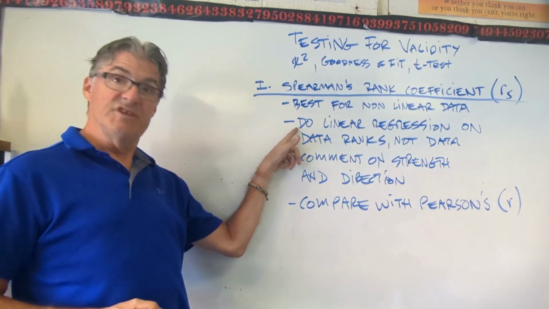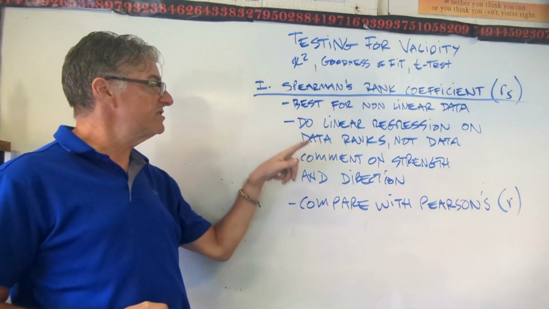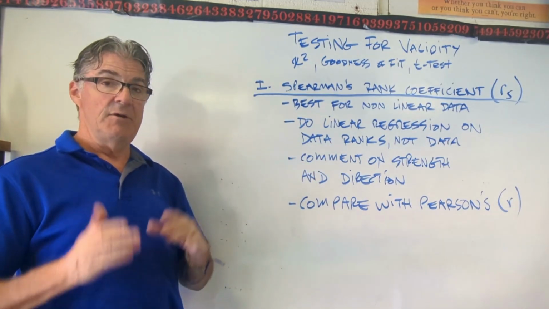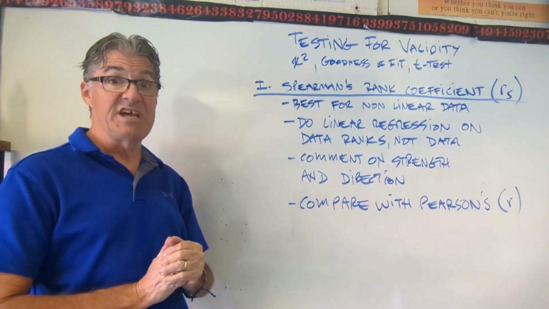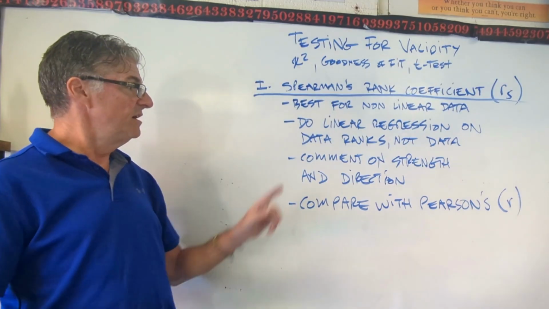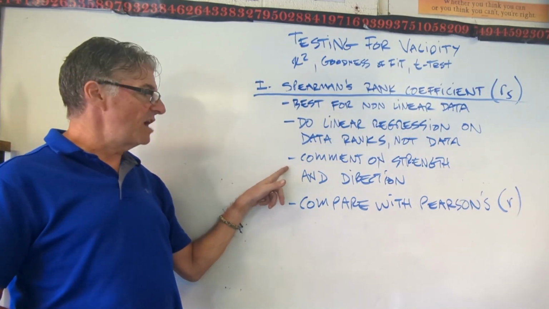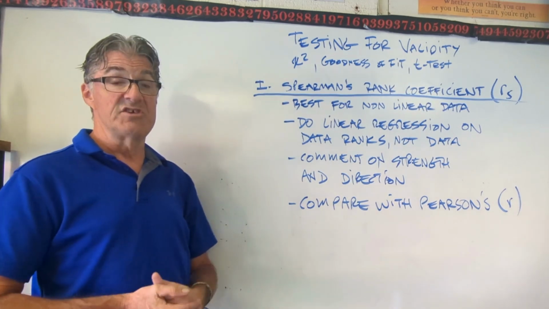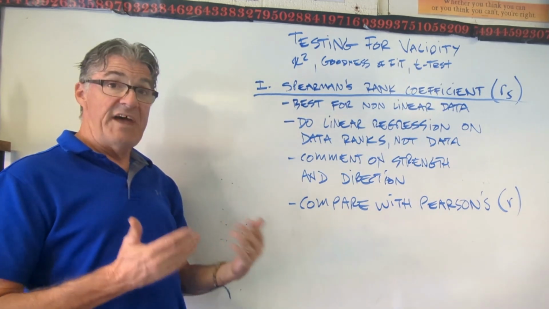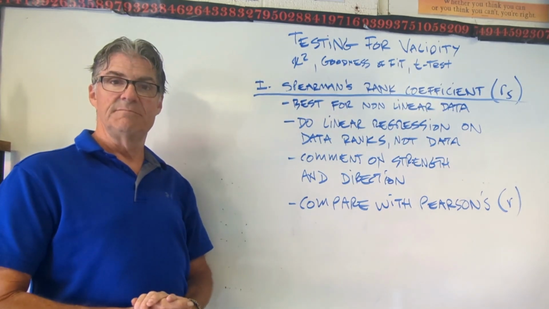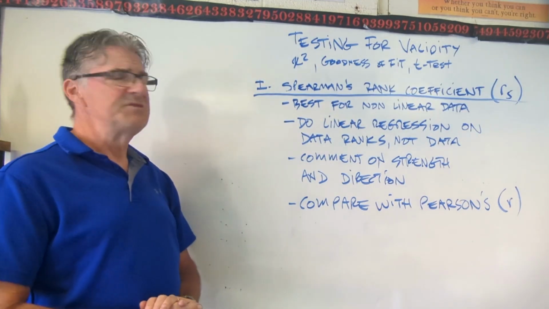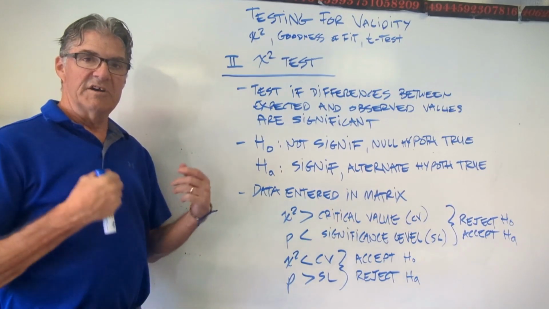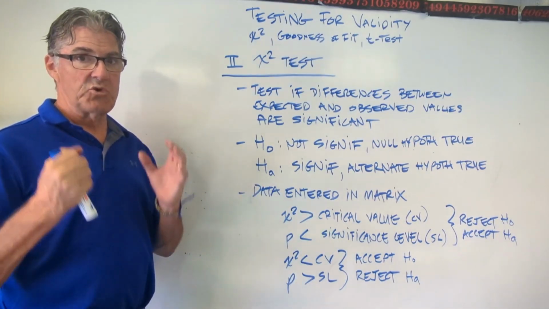And we do the same regression as we do for Pearson, but we do it on the data ranks, not on the data. And we had a special process for figuring out those data ranks. You want to make sure you can do that. And then also you want to comment on the strength and direction of the correlation. So the values of R determine that. So that's pretty much what we did with Spearman's rank coefficient.